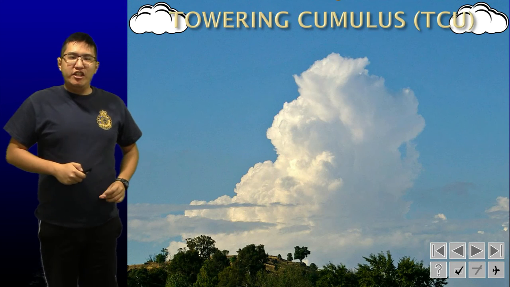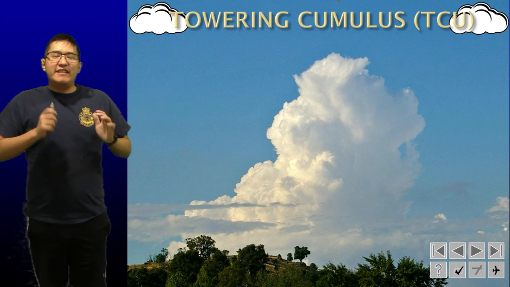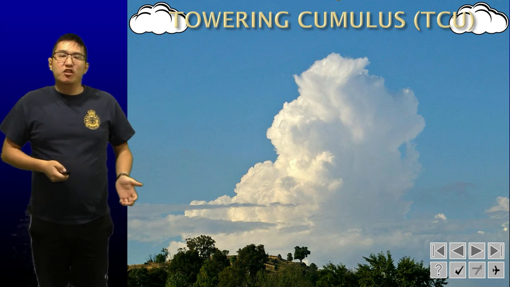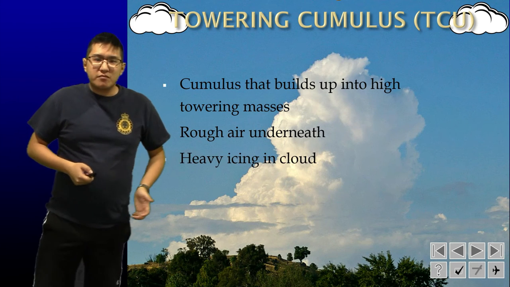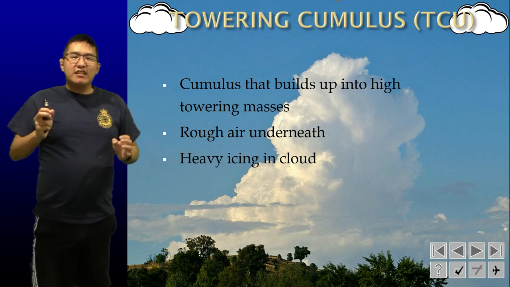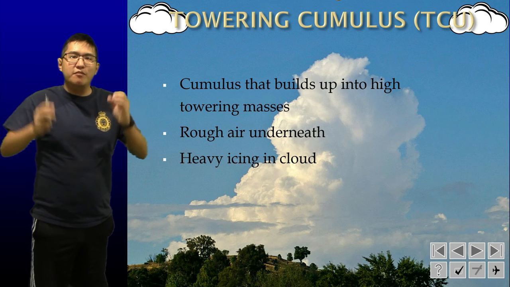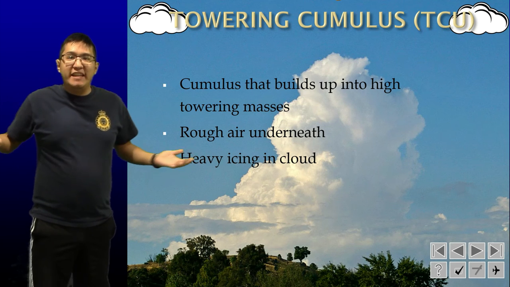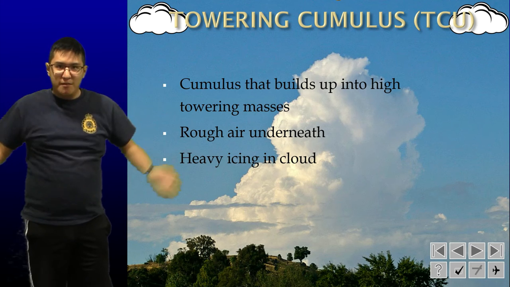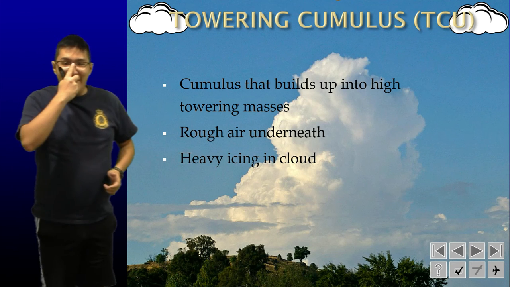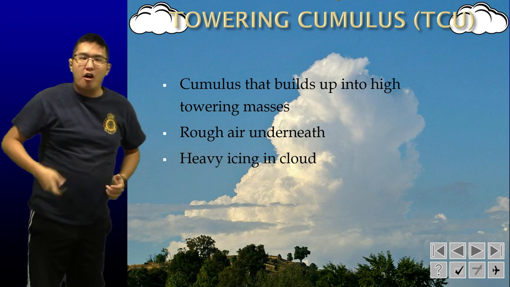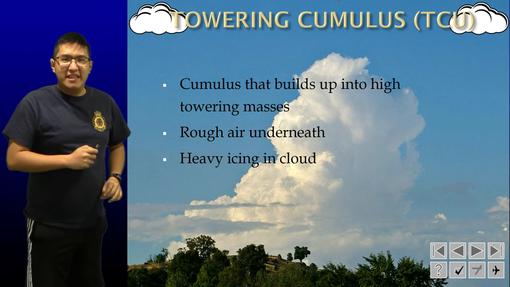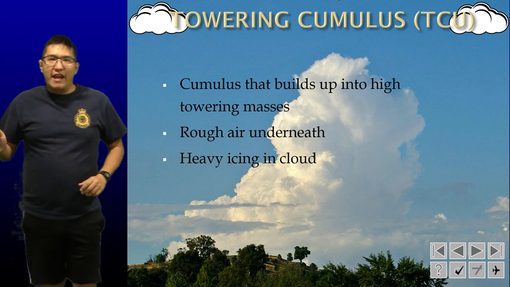Next is towering cumulus. A towering cumulus is a really dramatic cumulus cloud, essentially. So what is happening is, in a towering cumulus, you have a lot of updrafts from the bottom. And remember, the air is unstable, so it just starts to build, and just keeps going and going, and it builds into a very, very tall mass, essentially. There's a lot of rough air underneath and heavy icing in the cloud. You should not fly anywhere near this cloud.